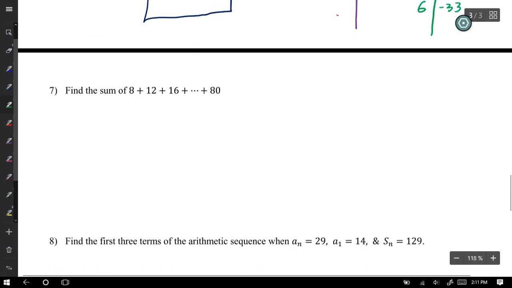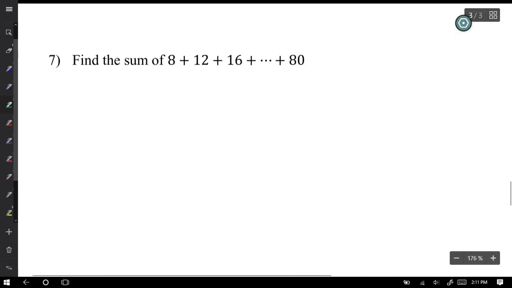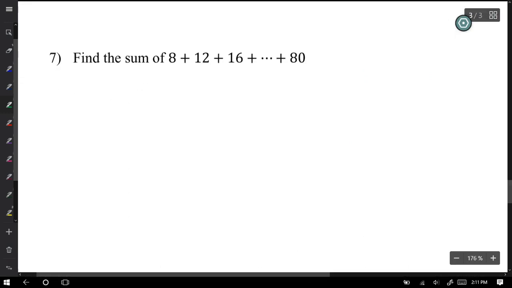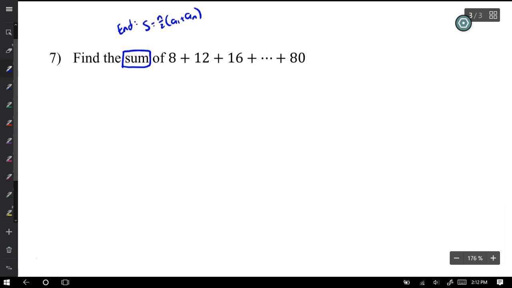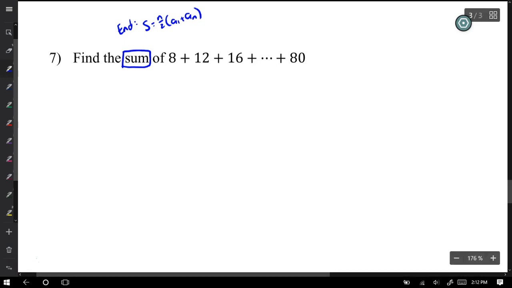Let's look at number 7. Find the sum of 8 plus 12 plus 16 plus who knows how many numbers or even what those numbers are in between, all the way up to 80. So again, find the sum. So I know my end game is to use the series formula. That's how I want to end. So I need n, a1, and a sub n. So let's see what I have.